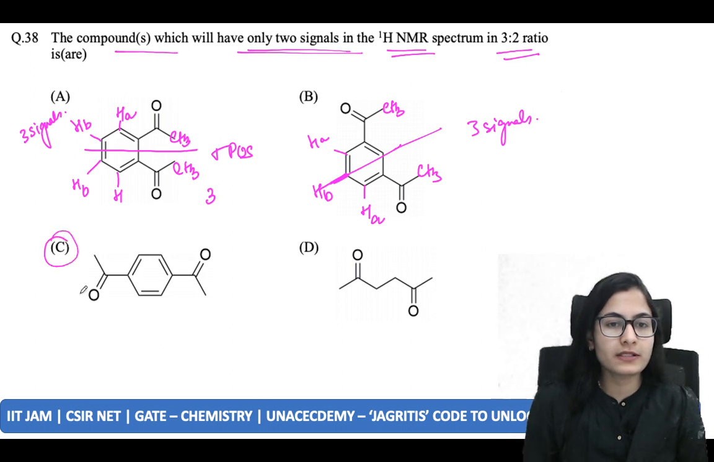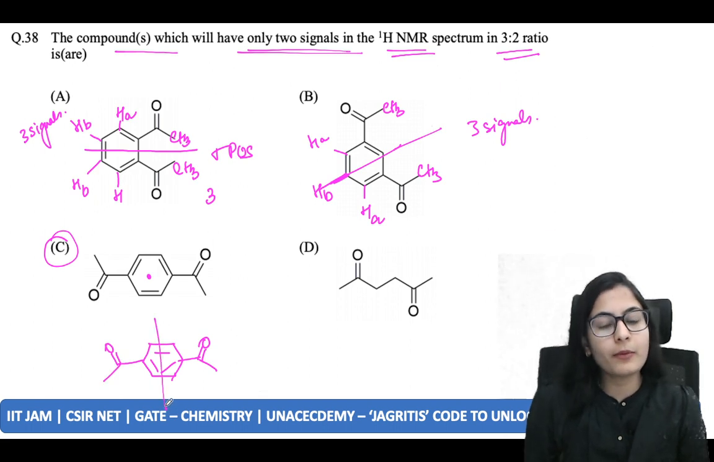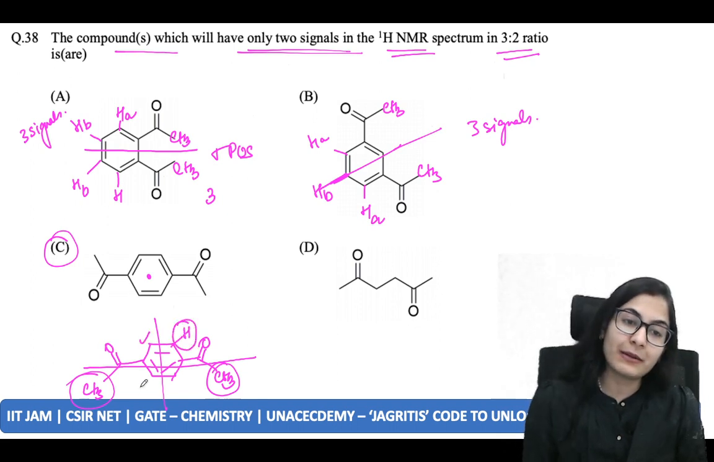Looking at option number C. If you want to write this conformation like this, then you can imagine a C2 axis perpendicular to the benzene ring. Or if you want to actually write the molecule like this, then it's very easy to see the sigma plane from here, as well as a sigma plane passing from here. So this methyl is absolutely same as this methyl, no doubt in that. And this one hydrogen will be same as this one, same as this and this. So only one hydrogen in the aromatic region.